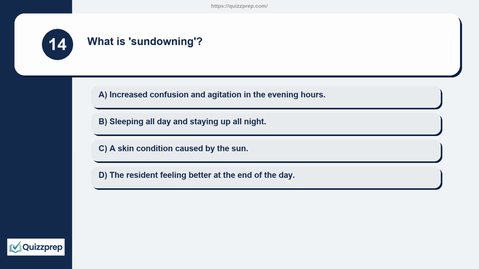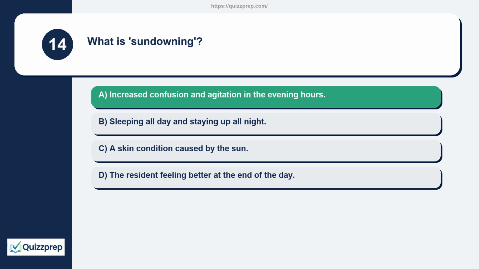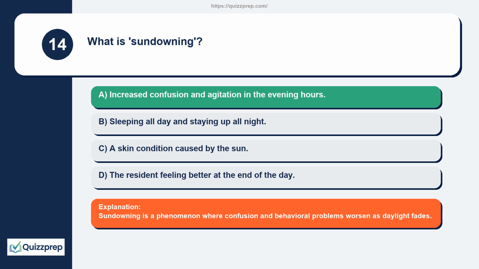Question 14. What is sundowning? Increased confusion and agitation in the evening hours, sleeping all day and staying up all night. A skin condition caused by the sun, the resident feeling better at the end of the day. Sundowning is a phenomenon where confusion and behavioral problems worsen as daylight fades.